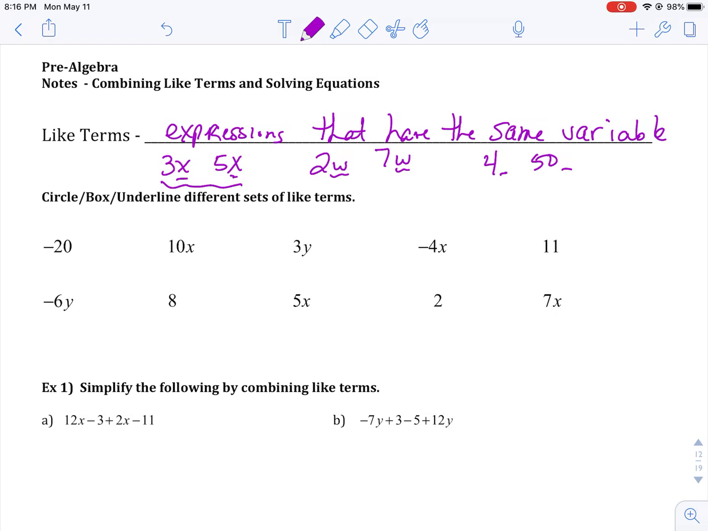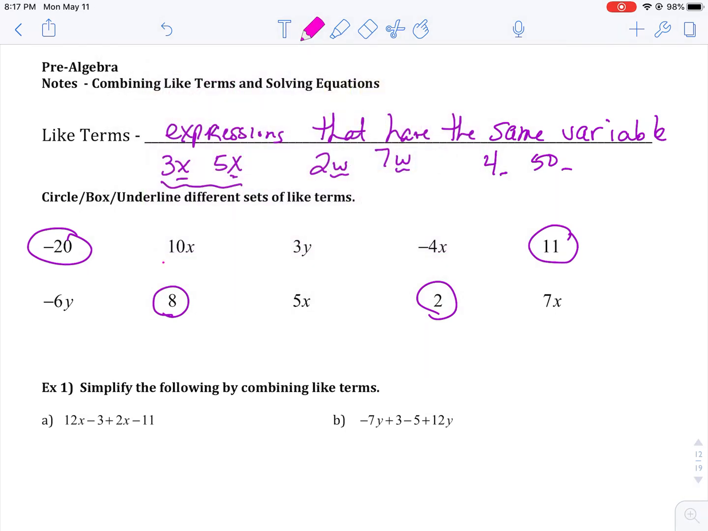All right, so the next question says circle, box, or underline different sets of like terms. I have colored pencils, so I'm going to do them in terms of color. So if I have a 20 negative, what other terms are like terms? Well, the next one has an x, so that's not a like term. Y, we've got an x, but I do see an 11 here. Those are like terms. Going to the next row, we've got a -6 that has a y, so that doesn't work, but that 8 is just a number. 5x has an x, so that doesn't work, but then the 2 does. So all 4 of those would be considered like terms.